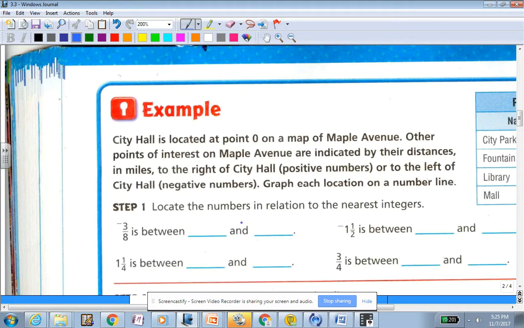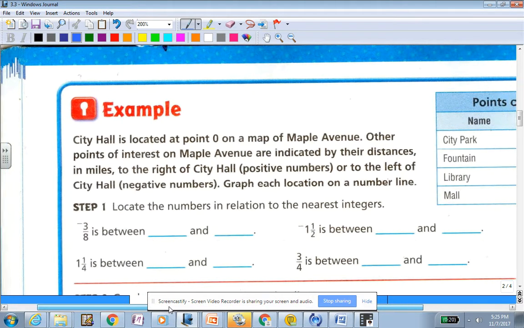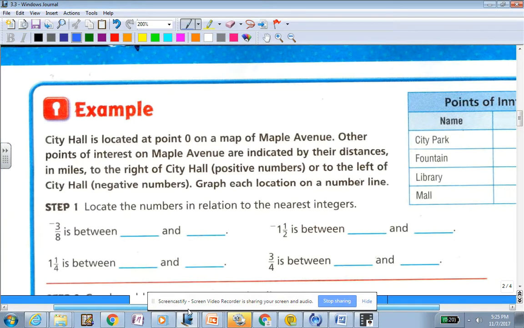On the next page, we've got a map. City Hall is located on a particular map, and that's the stipulation it has. It says that we've got the map of Maple Avenue. Other points of interest are indicated by their distances in miles to the right of City Hall. To the right is positive, and to the left are the negative numbers. And we're asked to graph each of those on the number line.